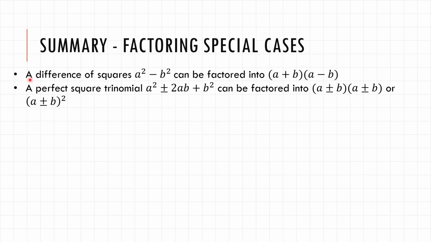So a difference of squares, a squared minus b squared, can always be factored into a plus b and a minus b. A perfect square trinomial looks like this, and it can either be factored into a plus or minus b times a plus or minus b, or another way to write that would be a plus or minus b all squared.